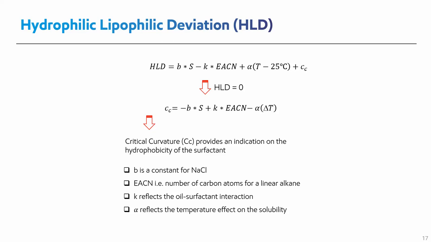This is the general equation of HLD, which is a semi-empirical relation in which the contributions of the oil, the temperature, the salinity, and the nature of the surfactant sum up. One of the key terms is the CC, which stands for critical curvature. This term is related to the nature of the surfactant. At HLD equals 0, the CC values can be calculated. A positive CC value indicates a more hydrophobic surfactant, favoring positive HLD.